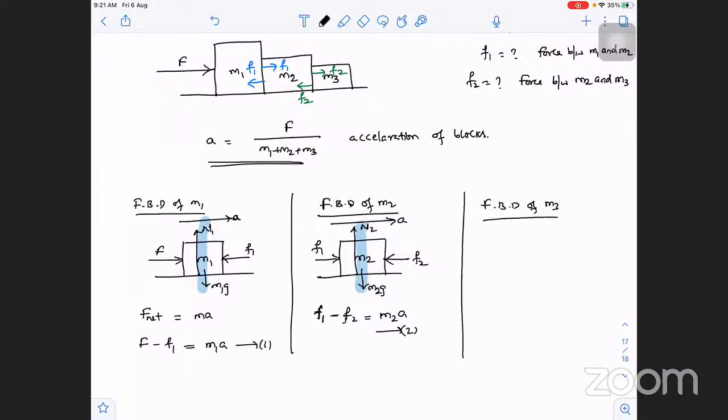Third equation: free body diagram of M3. If I draw the M3 free body diagram, it would be something like this. M3G will act downward, the normal reaction of M3 will act upward, so again N3 is equal to M3G, both cancel out. And why will M3 accelerate? Because of the F2 force, the contact force between M2 and M3. Since it is the only force accelerating it, I can write F2 is equal to M3 into A, because it accelerates with acceleration A. So this is the third equation. If we solve the three equations, we can solve the question. We can solve the A value, the F1 value, the F2 value. Three unknowns and three equations.